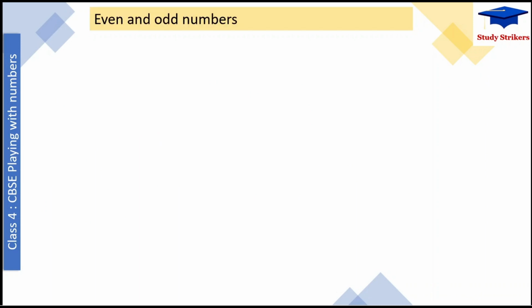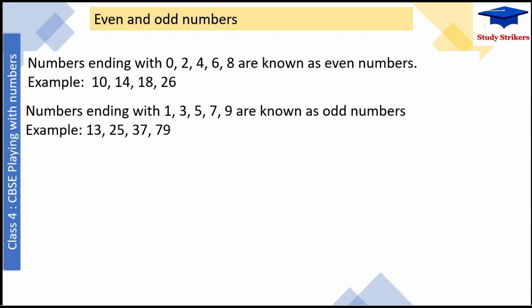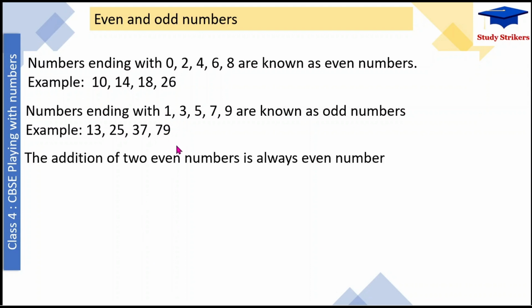So here we go. Now we have a new topic, even and odd numbers. We are dealing with numbers, so we need to categorize them as even and odd numbers. Numbers ending with 0, 2, 4, 6, 8 are known as even numbers. Isn't it simple? We just need to look at their ones place and you will be able to answer whether that number is even or odd. Numbers ending with 1, 3, 5, 7, 9 are known as odd numbers. So these are the examples: 13, 25, 37, 79. These are all odd numbers.